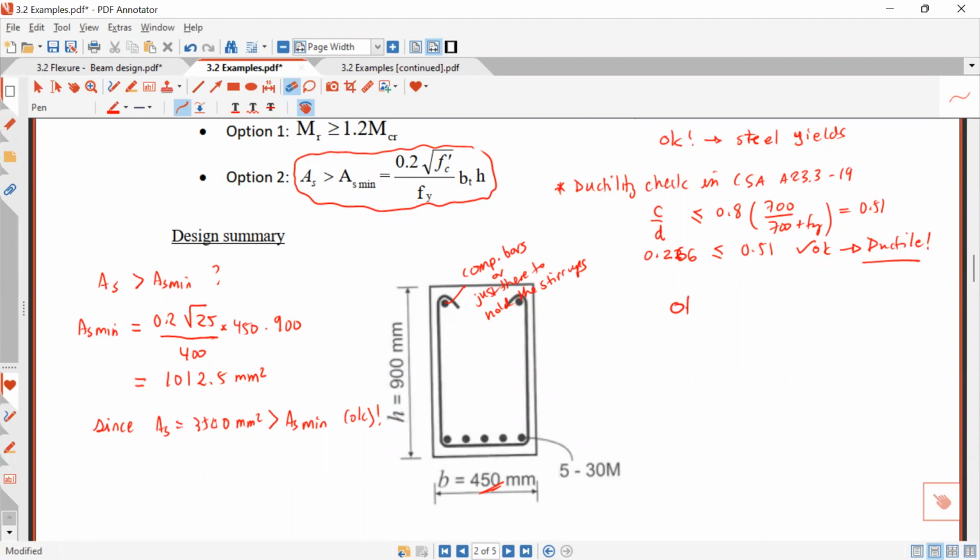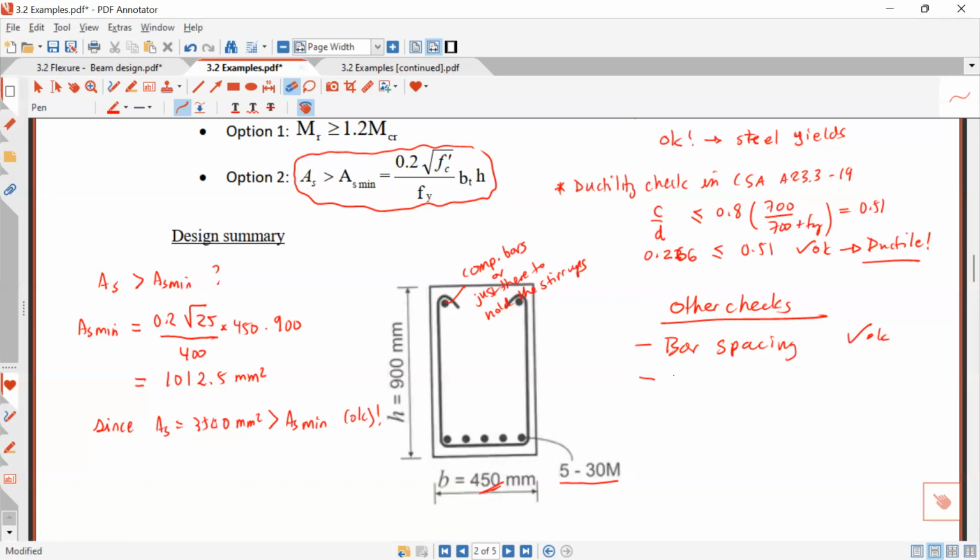So what are the other checks that we would need to do? We're usually not done here, because we put 530M, but we place them in one layer. Who can tell me, if you can remember what we did before, what's one that I would definitely need to check? I'm placing 530M in one layer. What's another check I would have to do to make sure it's good? Good, bar spacing. So you would check that. I'm not going to do it here, but let's say it passes.